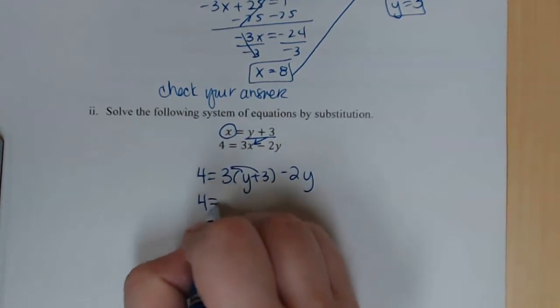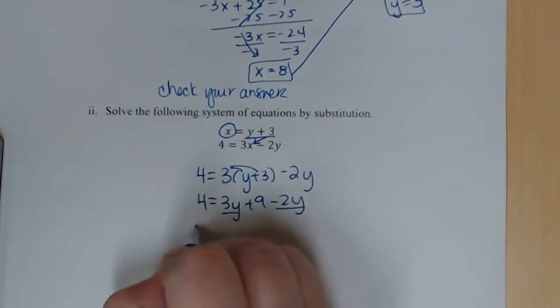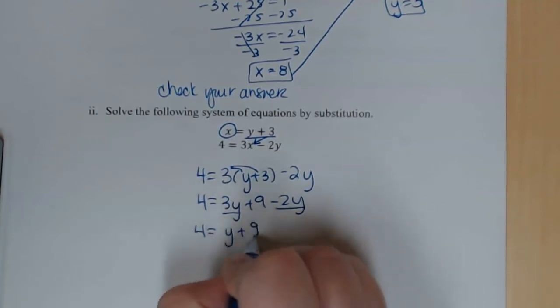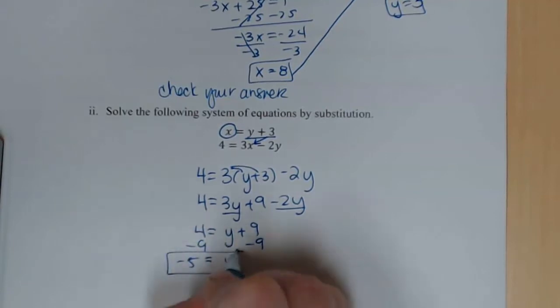Distribute gives me 3y plus 9 minus 2y. Combine like terms gives me y plus 9. Now I'm going to solve for y. So I get y to be negative 5.